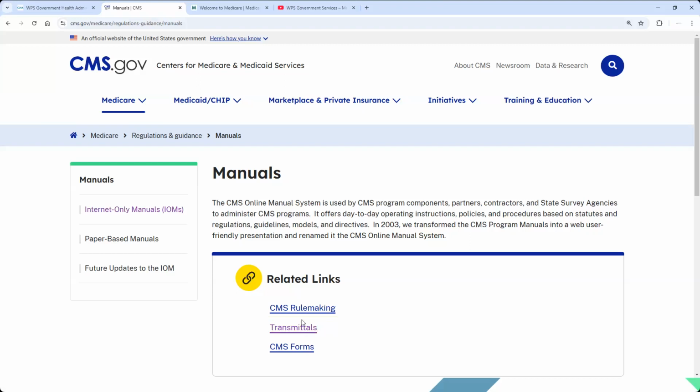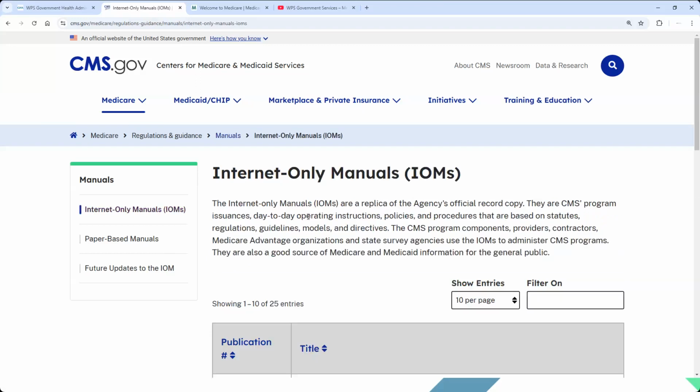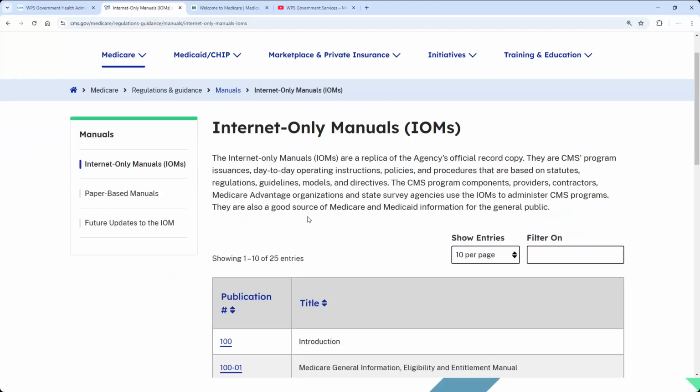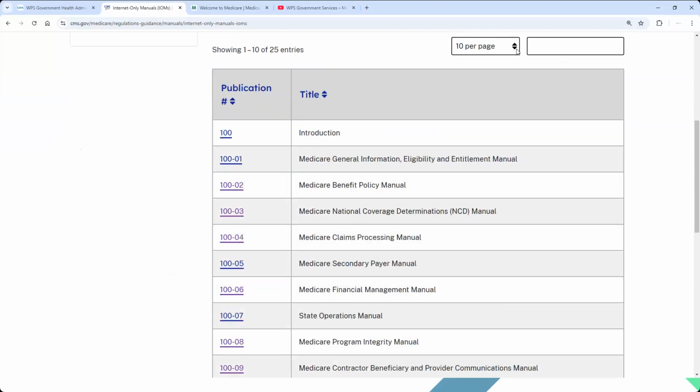In the meantime, though, we do want to move back up to the top and we want to go to the internet-only manuals on the left side. Once that opens, you can read a little bit about the different manuals, but I do want to scroll down and show you the chart. There are 25 different entries. Right now I just have it set for 10 per page, but you can open up as much as you want. Each one of the manuals does have a publication number, and you can go through the different manual publication numbers that you want. If you don't want to try to do that, you can search up here.